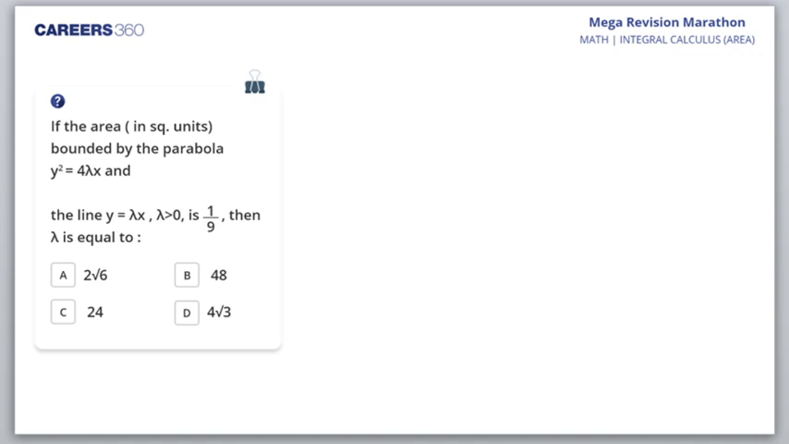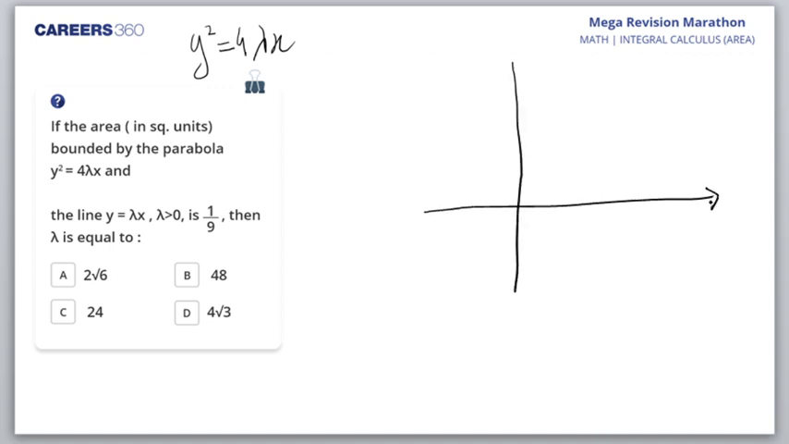Okay, so let's see. Y square is equal to 4 lambda x. Obviously as lambda is greater than 0, it's a right hand parabola. Am I right? So let me make the graph of the function. Every time for the areas question, you will always have to make the graph. You should be very good at it.